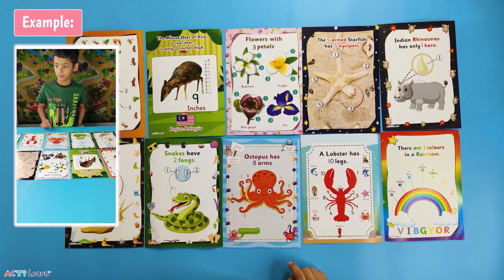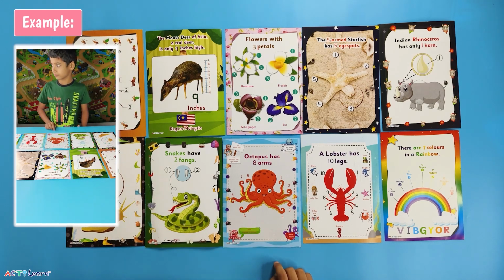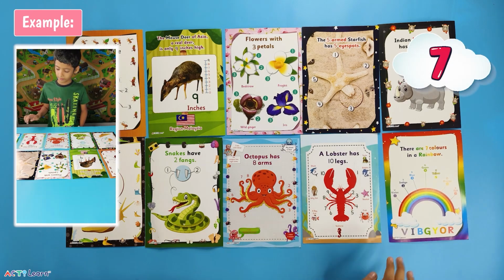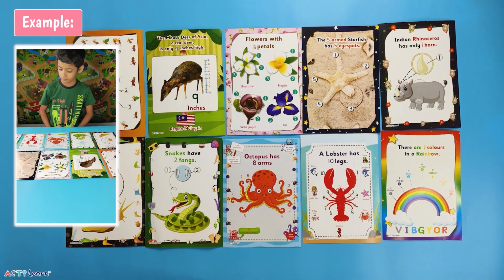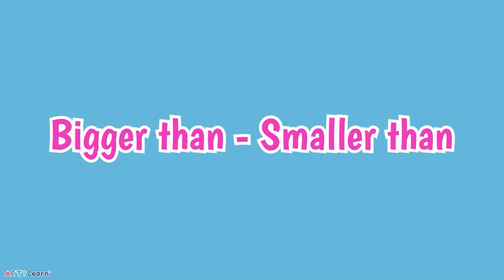What comes in between 3 and 5? 4. What comes before 8? 7. What comes after 9? 10. What comes in between 5 and 7? 6.